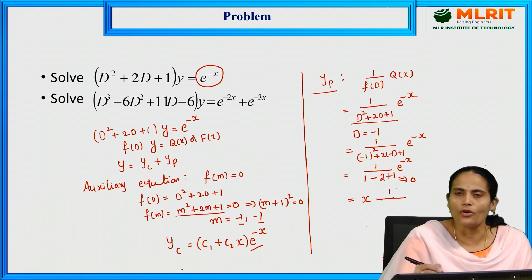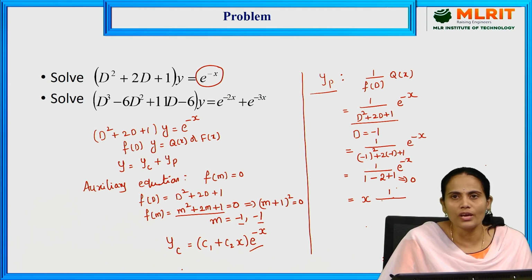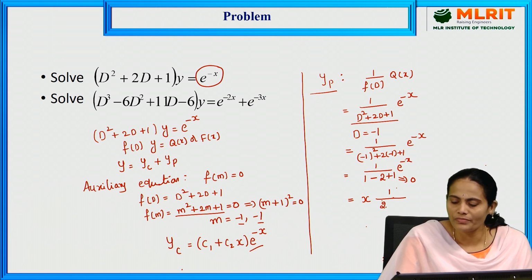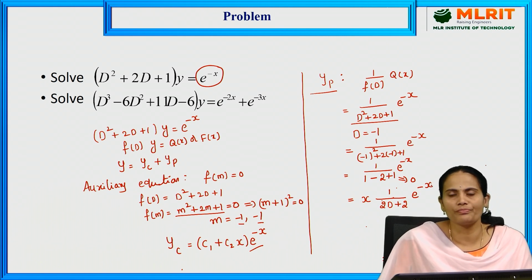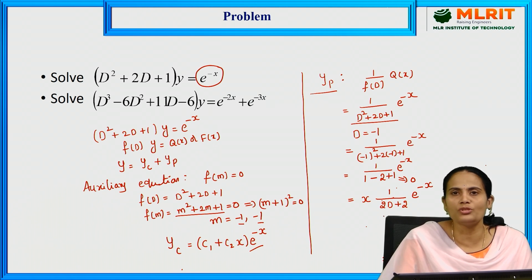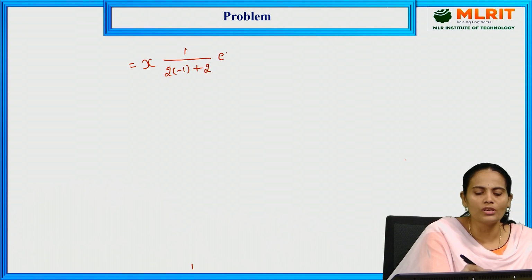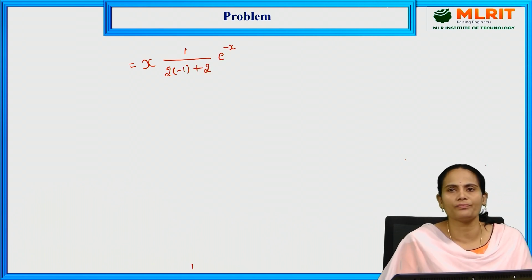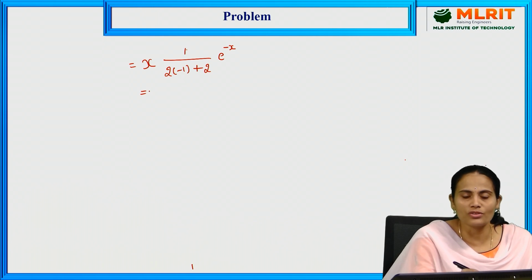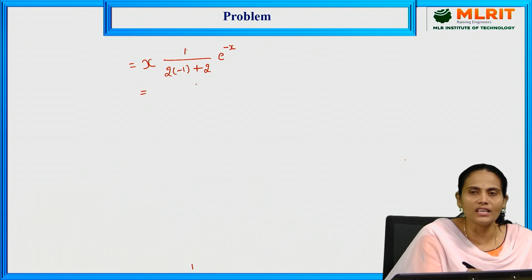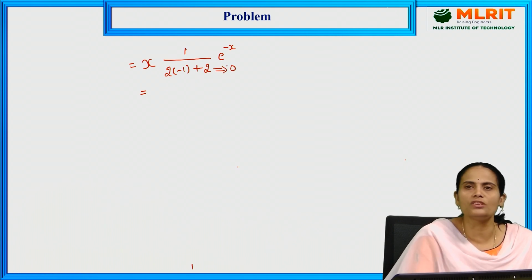So this is f of D. The derivative of D square plus 2D plus 1 is 2D plus 2, into e power minus x. And now again you have to substitute D by minus 1. So 1 by (2 into minus 1 plus 2) into e power minus x. So now again we have to cross check whether the denominator value is 0 or non-zero. So clearly we know that this value is 0 again.